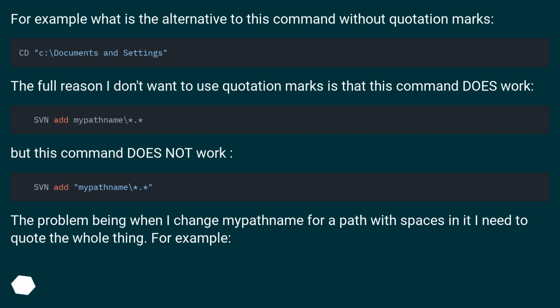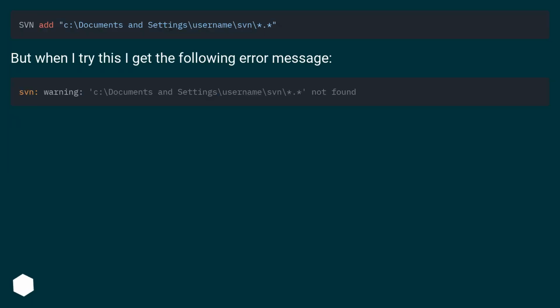The problem being, when I change my path name for a path with spaces in it, I need to quote the whole thing. For example, but when I try this, I get the following error message.